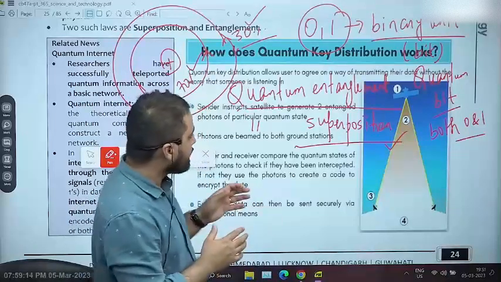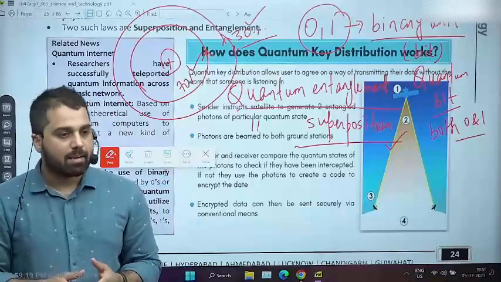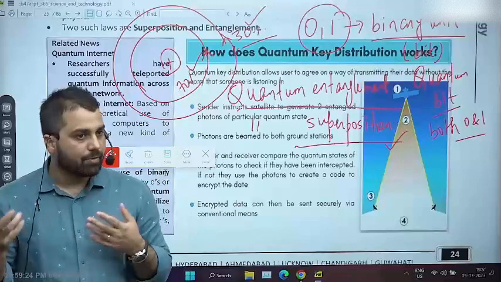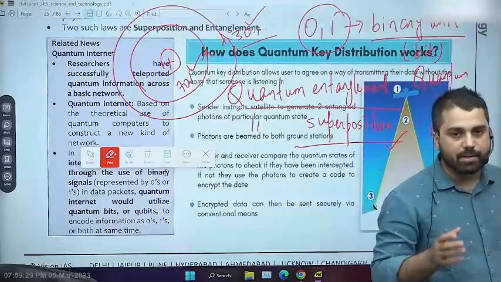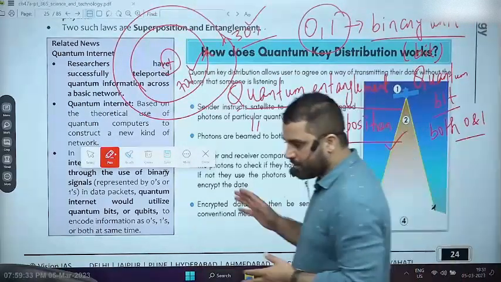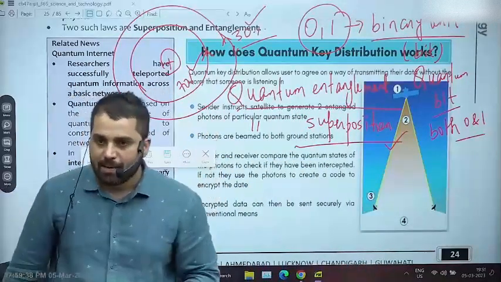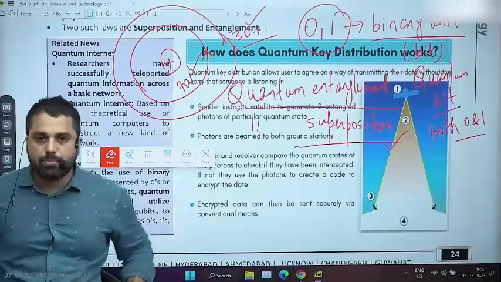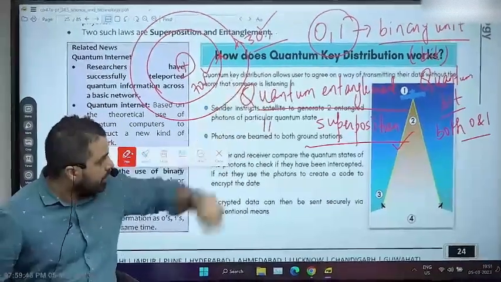So in any case, this is a nascent technology. This technology is in its starting phase. There are many challenges, but overall the goal of this technology is that let's use this idea of quantum superposition and quantum entanglement, and let's try to create a very secure communication channel. That's it. If I have to summarize this topic, I can do it in perhaps 2-3 lines: in this technology, we are trying to use postulates of quantum mechanics such as superposition or entanglement.